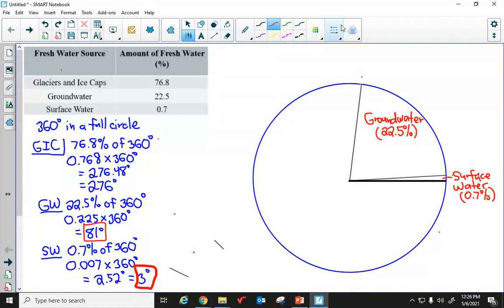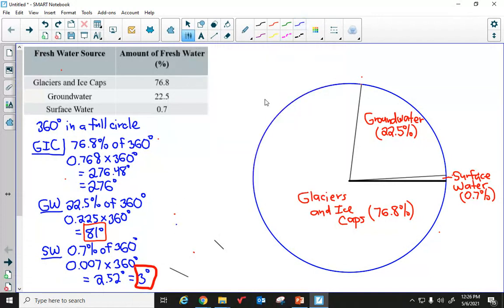Okay, so let's go to red, and then we'll do this. We'll write down glaciers and ice caps, and then in brackets, we'll write down the percentage. So the percentage here would be 76.8%. And then the final thing I'll do is write a title above the graph.